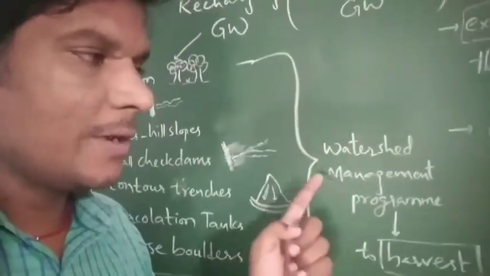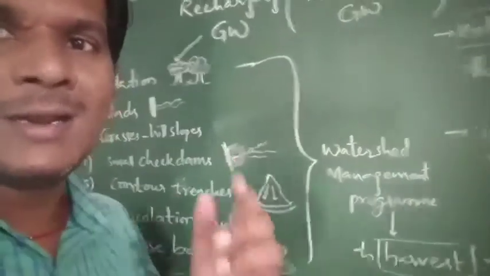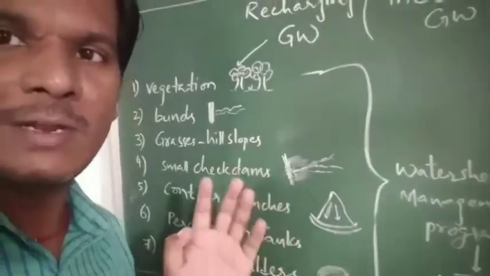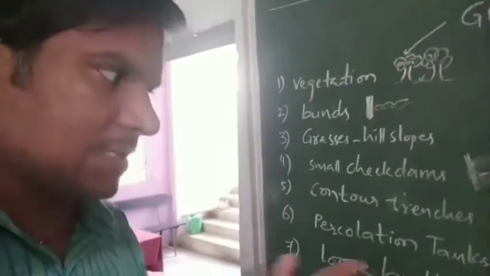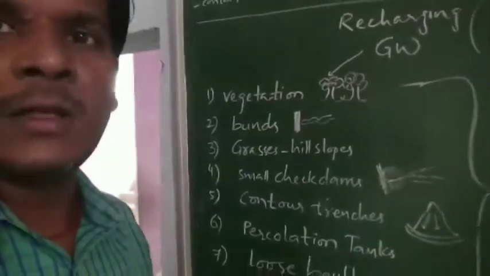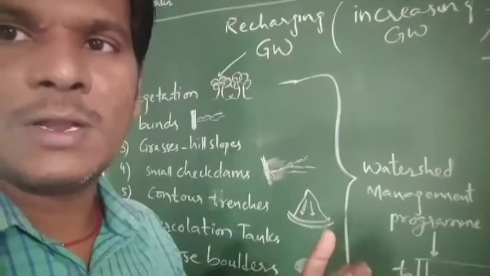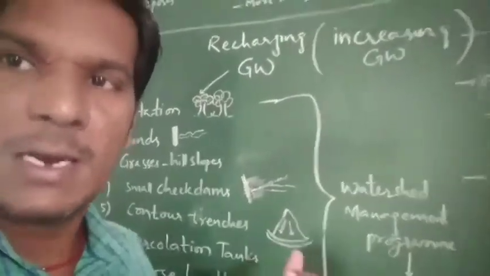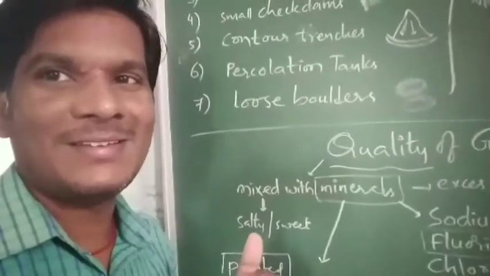The watershed management program is nothing but a way to harvest the rainwater, to save the rainwater. Different structures we have to construct in our villages and surroundings are bunds, check dams, contour trenches, tanks, and loose boulders. By this watershed management program, we can save rainwater and recharge it easily into the underground. Next topic in this lesson is the quality of groundwater.